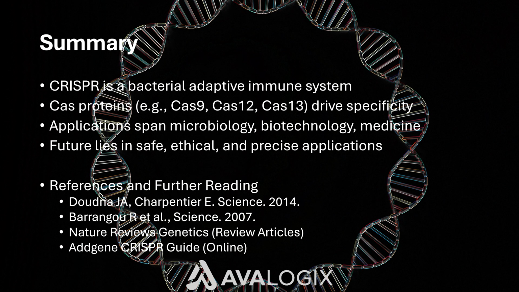Let's summarize what we've covered. CRISPR is fundamentally a microbial adaptive immune system that captures viral DNA as spacers to recognize future invaders. Cas proteins are the workhorses, identifying, cutting, and neutralizing invading genetic material. What makes CRISPR-Cas systems revolutionary is their programmability. We can design RNA guides to target virtually any DNA or RNA sequence of interest.